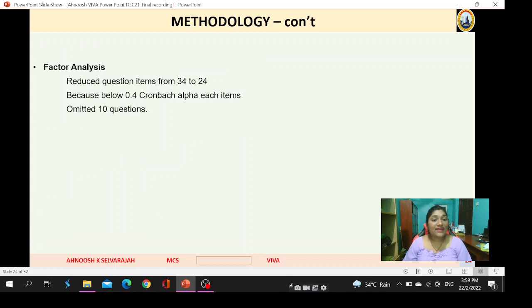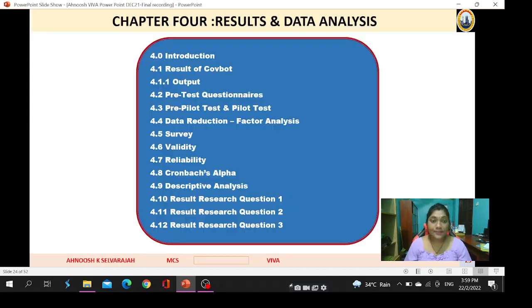So for the factor analysis, 10 questions were omitted because they had a Cronbach alpha below 0.4. In SPSS, when we put all the questionnaires there, if there is even one item which is 0.4 and below, it will affect the reliability of the statistic. So that's the reason why we omitted 10 questions.